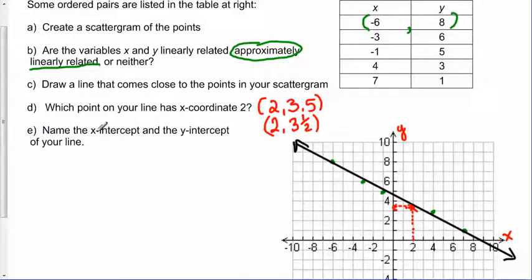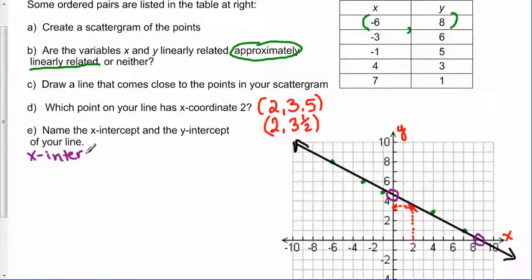Now we're being asked to name the x-intercept and the y-intercept of our line. So let's see where those are going to fall. Remember, the x-intercept is where my line crosses the x-axis, and the y-intercept is where my line crosses the y-axis. So since they're asking for both of those, let's be sure that we show which one is which.